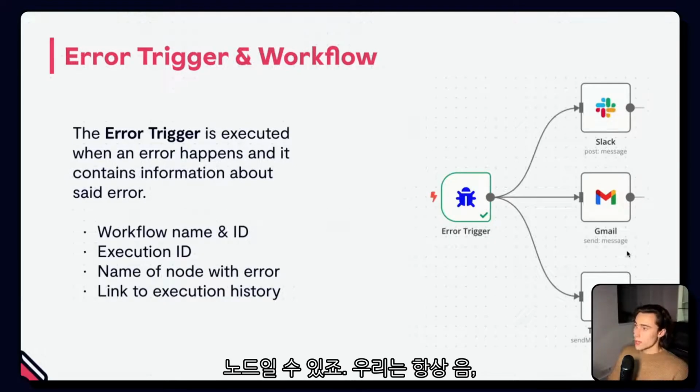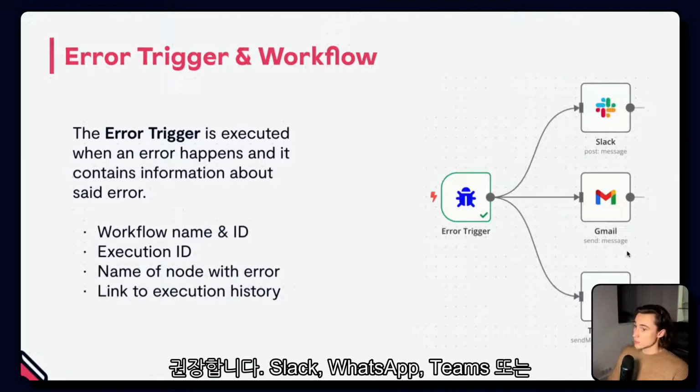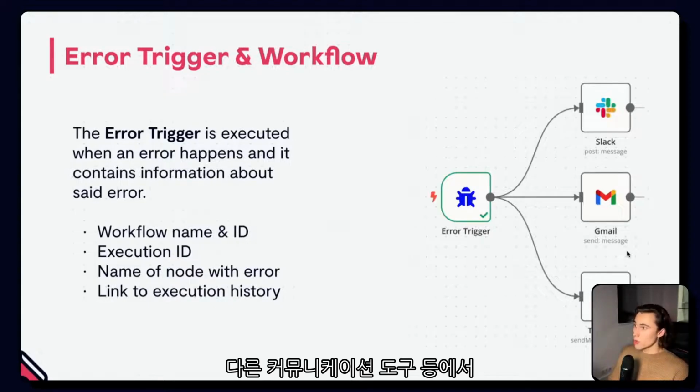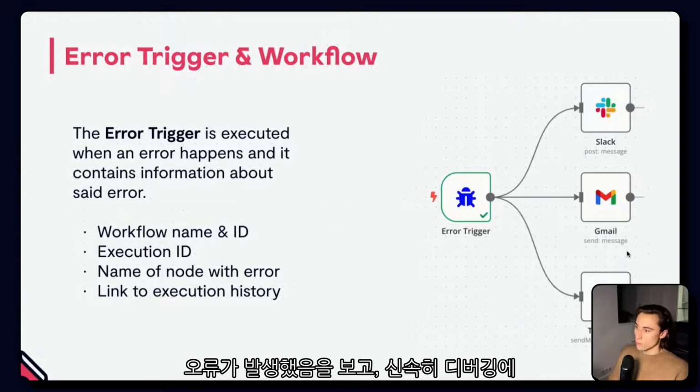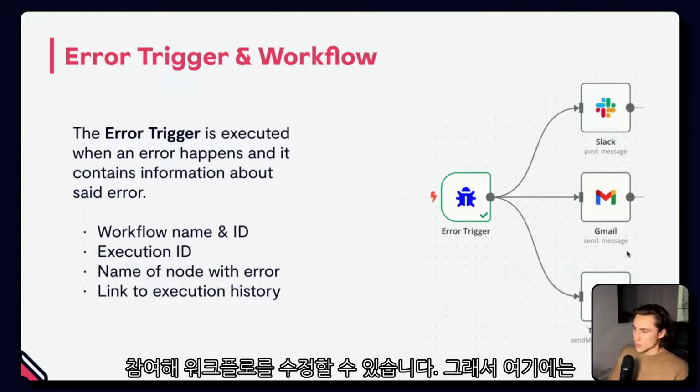We always recommend having a place, usually a channel. This can be Slack, WhatsApp, Teams, or any communication tool where you can report on errors. So people in your team with n8n access can see that the workflow had an error and quickly jump in to debug and fix the workflow.